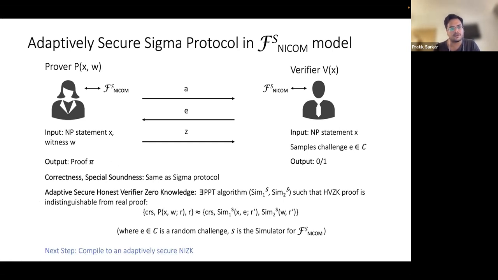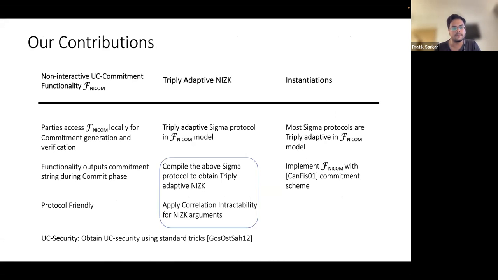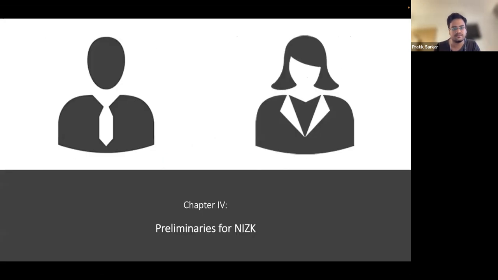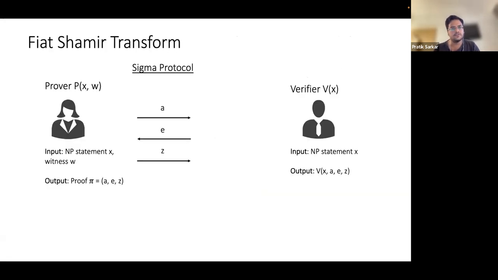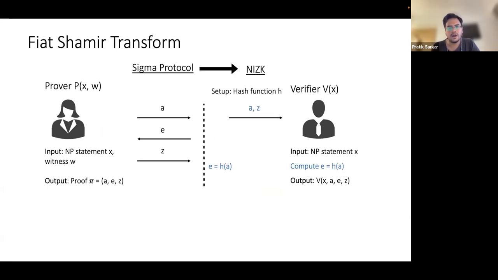Now, the next step is to compile it to an adaptively secure NIZK. So we are going to do this by using the correlation intractable hash functions. So before that, let me show the Fiat-Shamir transform. So suppose you have a Sigma protocol. To make it a NIZK, you use a hash function H, where the prover computes the first message A, and then it computes the challenge E by applying the hash function H on the message A.